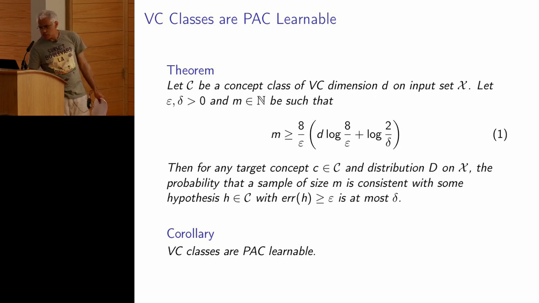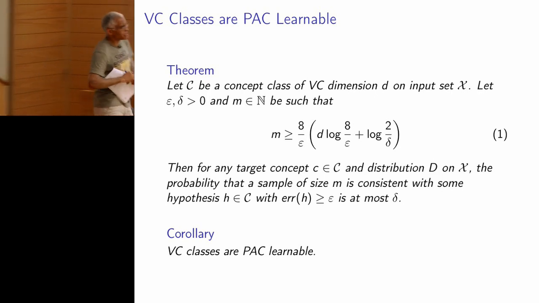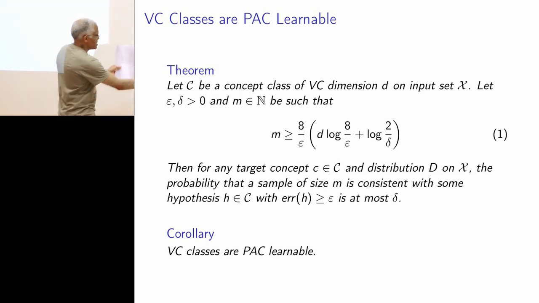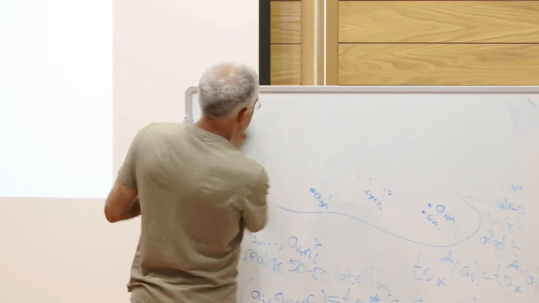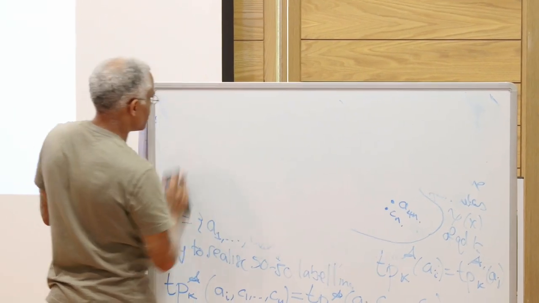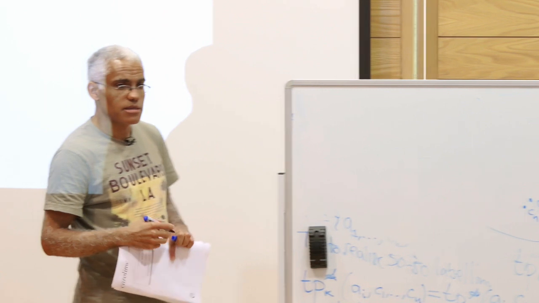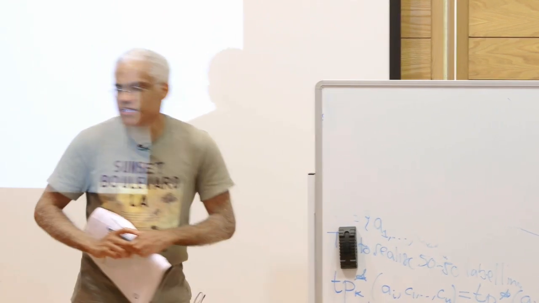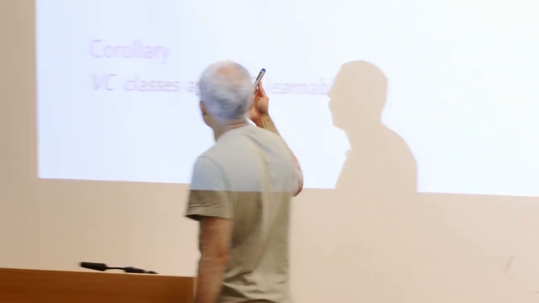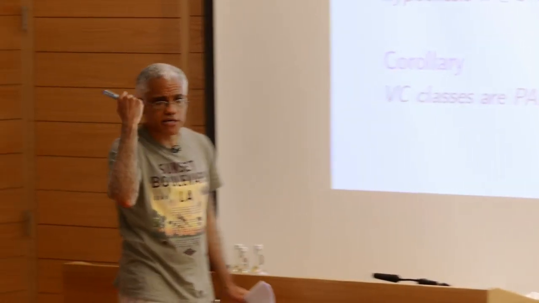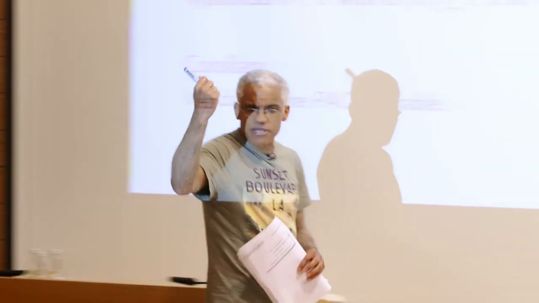So I want to, just to be completely explicit about this, just to go back to this. How do you know it exists? Okay, that's a very good point. So how do I know it exists? Well, I'm assuming there's a target concept. So out there there's a target concept.